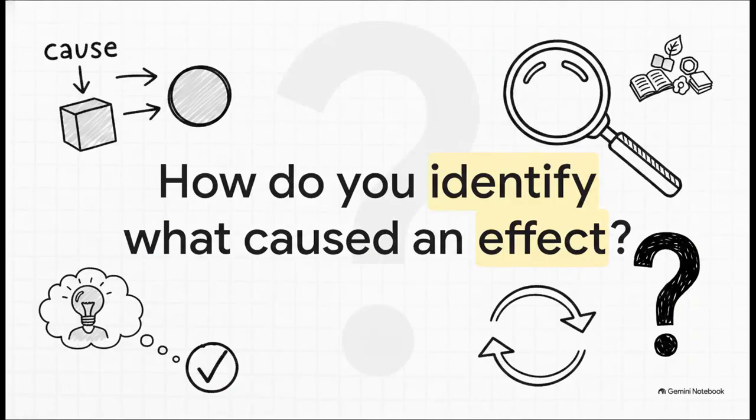So I want to start off by throwing this question directly over to you. How do you identify what actually caused an effect? Really think about it for a second. If you, say, change a daily habit and suddenly you feel a lot better, how do you know for sure it was that specific habit that did it? It's so easy to just assume, but actually proving it, that's a completely different ballgame. I want you to test your own assumptions as we walk through the evidence today.